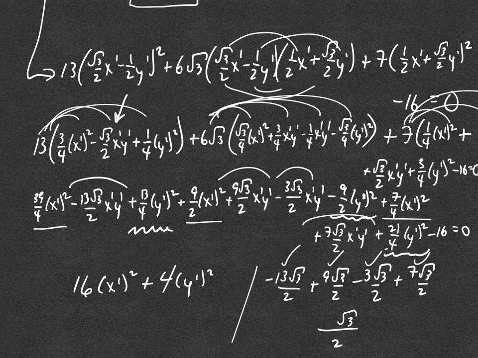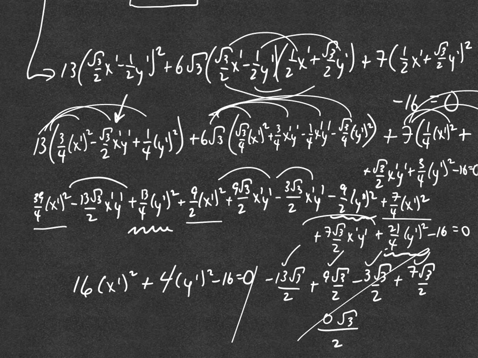Negative 13 plus 9 is negative 4. Negative 4 minus 3 is negative 7. And negative 7 plus 7 is 0. So indeed, all of those x prime, y prime terms do cancel out. All right, so all I'm left with then is a minus 16 is equal to 0.